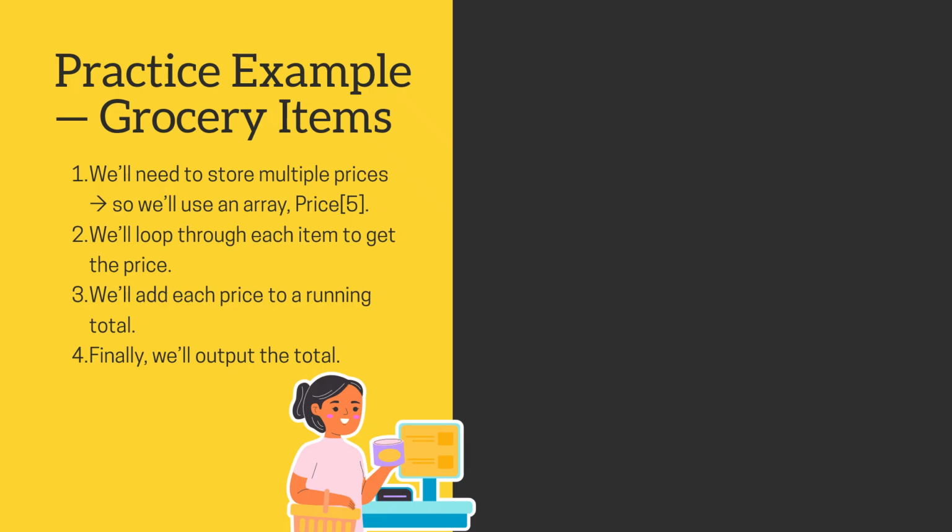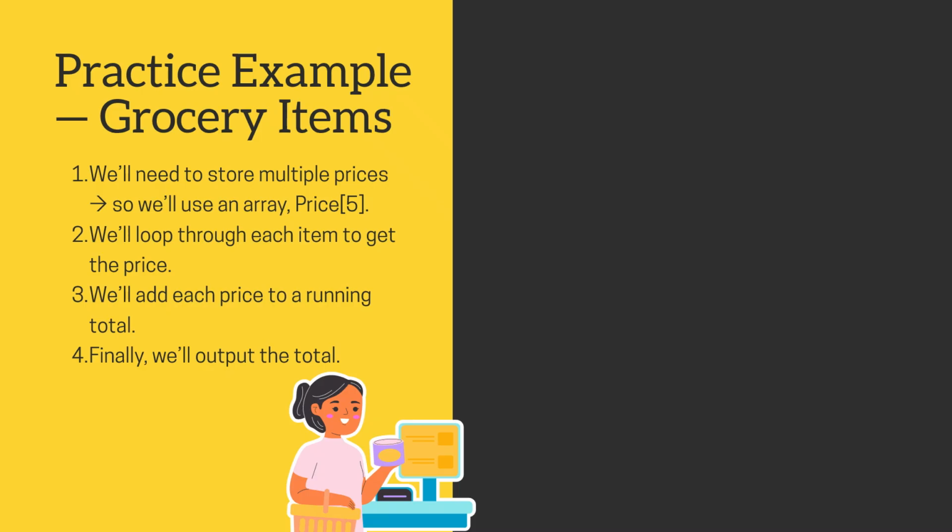Now, I want to help you practice through thinking through this, okay? So imagine that we're creating a simple grocery store list calculator. We want to store the prices of 5 items, and we want to find the total. So before you even start writing pseudocode, you need to reason it out verbally, okay?